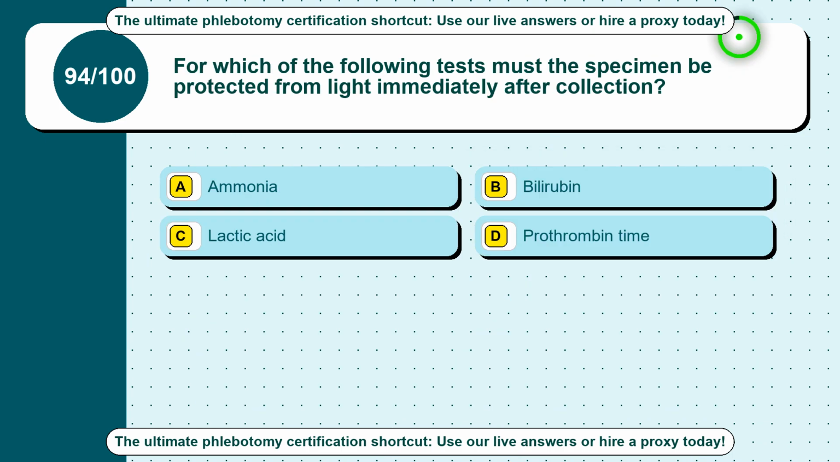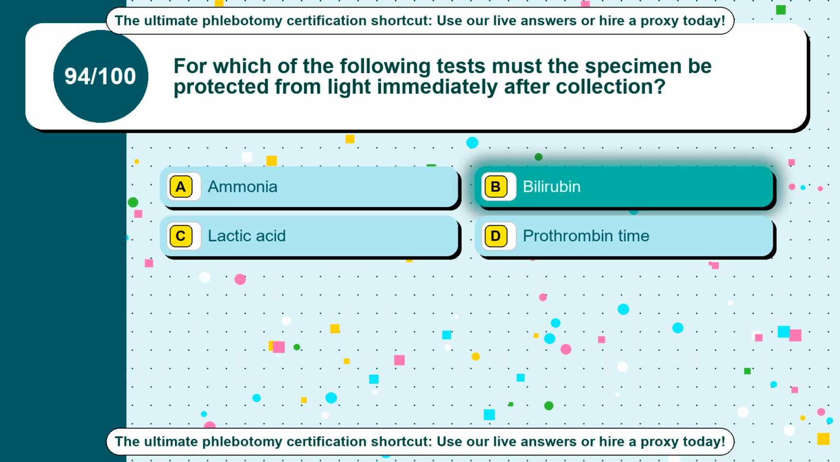Question 94. For which of the following tests must the specimen be protected from light immediately after collection? Option A, ammonia. Option B, bilirubin. Option C, lactic acid. Option D, prothrombin time. The correct answer is option B, bilirubin.